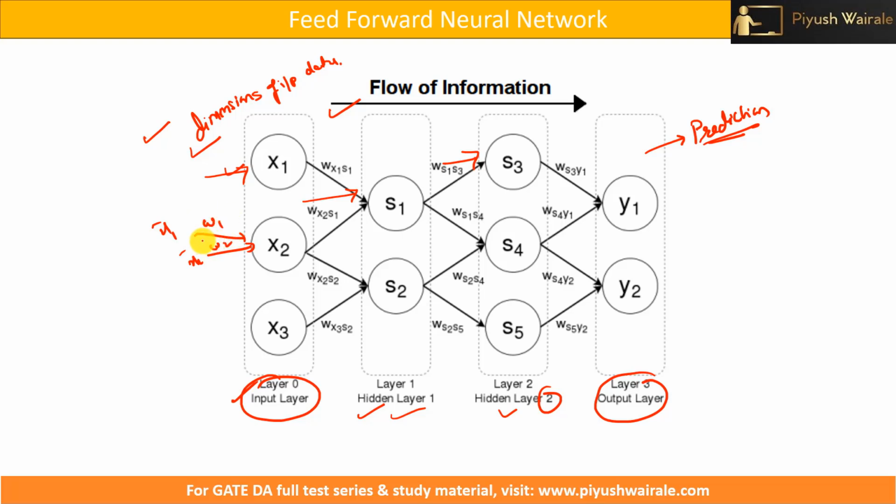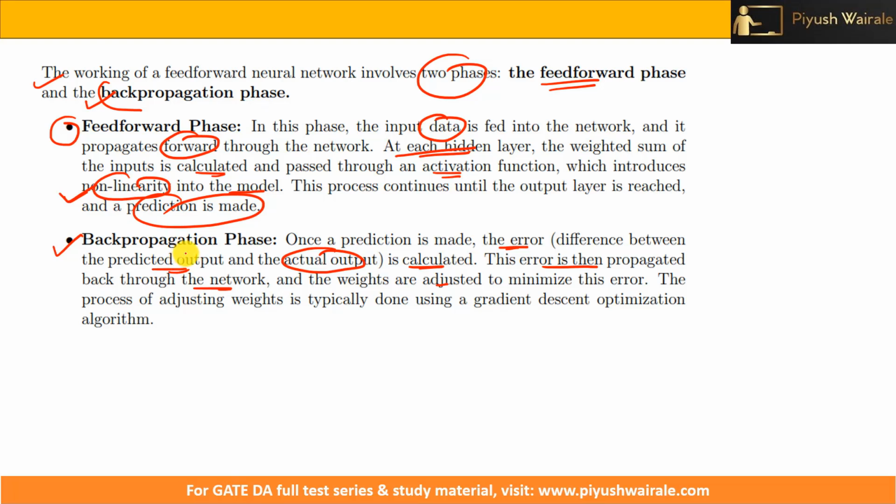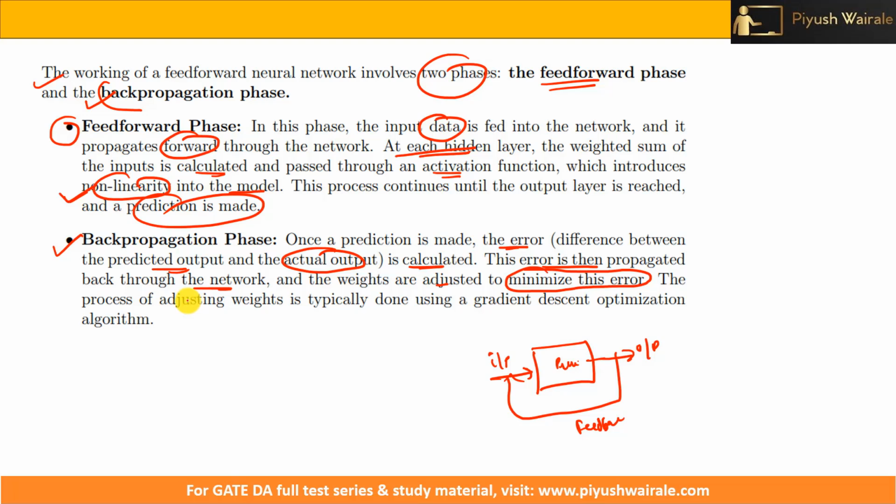In short, we need to find w1, w2 and the bias value to train this neural network, right? So how do we optimize these parameters? By using the back propagation phase. So this will be an error, and this error is propagated back through the network and the weights are adjusted to minimize it. Same thing I discussed previously in the first slide: input is there, output is there, then we have this feedback, and some process goes on. The same system is there in the neural network as well.